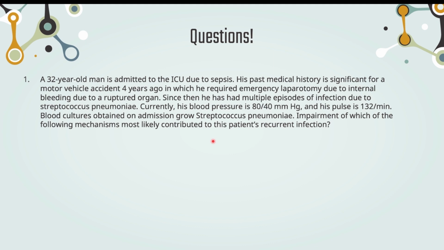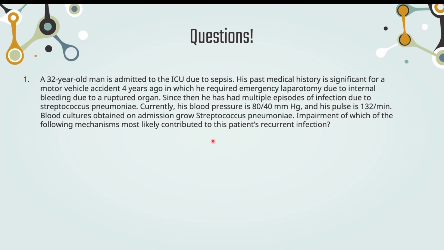Since then, he has had multiple episodes of infection due to Streptococcus pneumoniae. Currently, he's in sepsis and his blood pressure is 80 by 40, so he's in shock. There's tachycardia, and the blood culture obtained on admission grew Streptococcus pneumoniae. So he has had recurrent strep pneumo infection, and again, there's Streptococcus pneumoniae isolated in the blood. All right. Impairment of which of the following mechanisms most likely contributed to this recurrent infection?